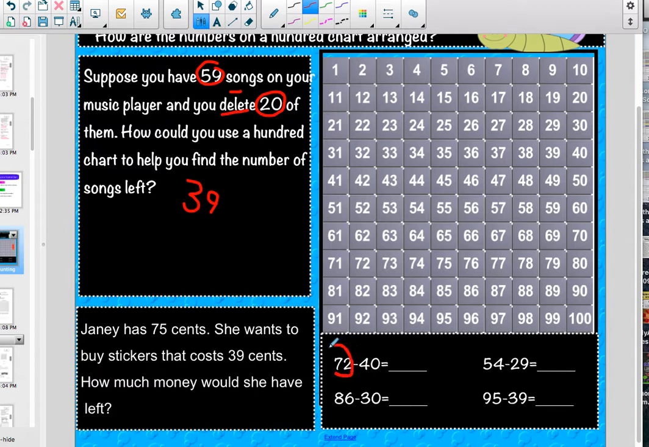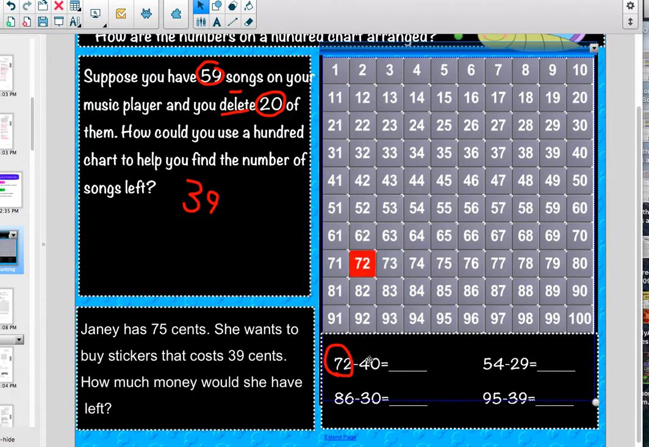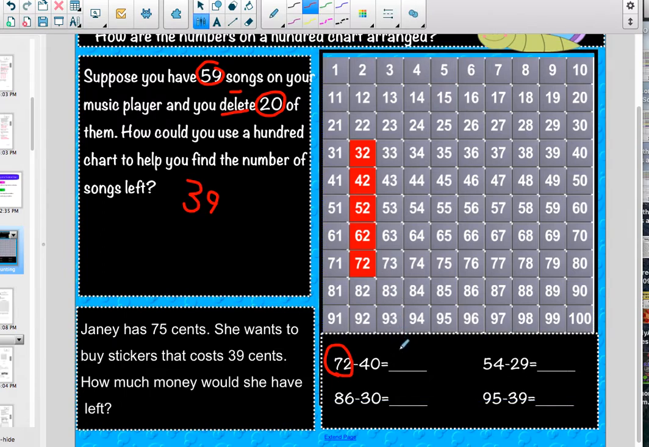I'm going to start with this number, 72, and I am going to take away 4 10s, right? Because I don't have any ones. So I'm going to go backwards, go up. So that's 10, 20, 30, 40, or again, like 1, 2, 3, 4. 4 10s, which would leave me at 32 for my answer. Okay, let's look at this next one.